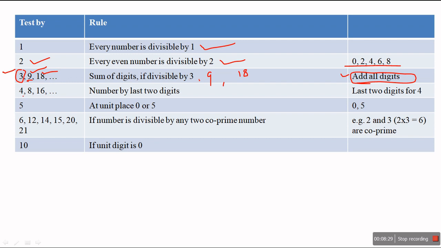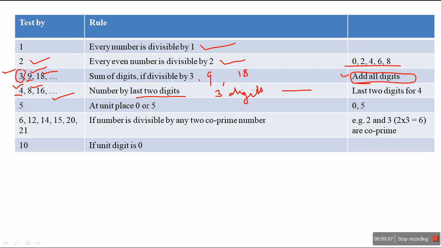In the second series, 4, 8, 16. Okay. Last digits. If the last two digits form a number divisible by 4, the total number will be divisible by 4. If the number formed by the last three digits is divisible by 8, the total number will be divisible by 8. If the last four digits are divisible by 16, the total number will be divisible by 16. So we check the last digits of the number for these multiples 4, 8, 16.